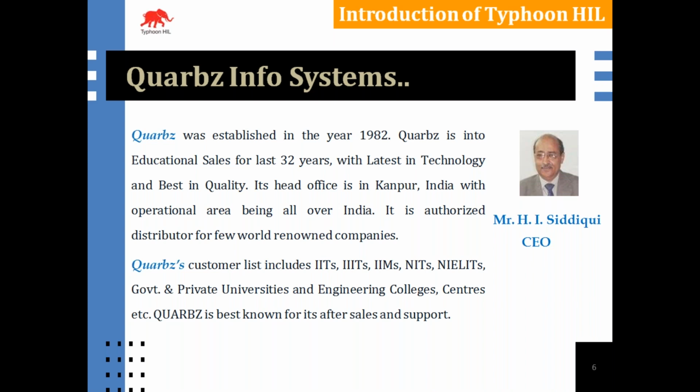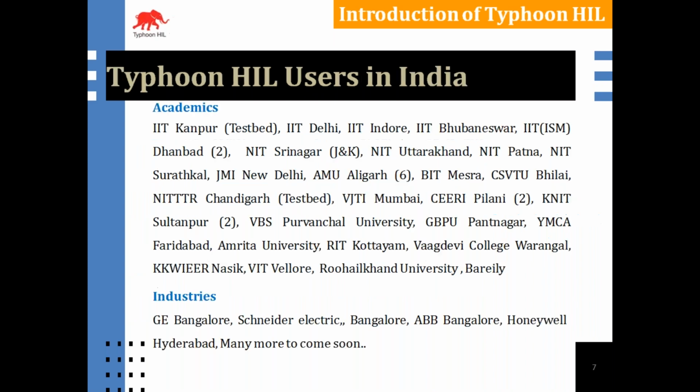Our first Typhoon HIL 600 series was successfully working at Amrita University in Kollam, and the second Typhoon HIL, that is 400, at NIT Surathkal, and so on. The list is endless, but some of the lists are still included in this, like IITs, MNNITs, NITs, and NIELITs, government and private universities.